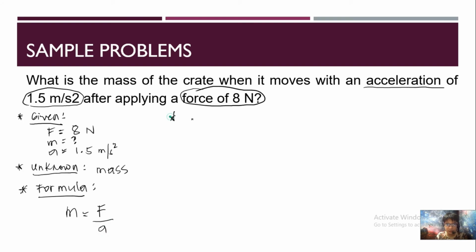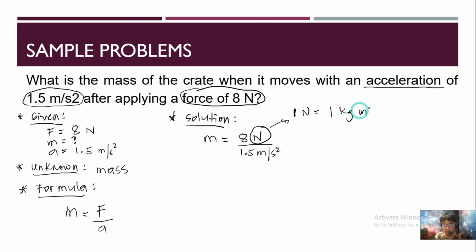For the solution, substitution method, M is equal to, what's the value of force? 8 newtons. And then the value of acceleration, we have 1.5 meters per second squared. So again, we have here newtons, and as we have seen from the previous problem, 1 newton is equal to 1 kilogram meter per second squared. So we will turn newton into kilogram meter per second squared so that we could cancel units. So mass is equal to 8 kilogram meter per second squared divided by 1.5 meters per second squared.